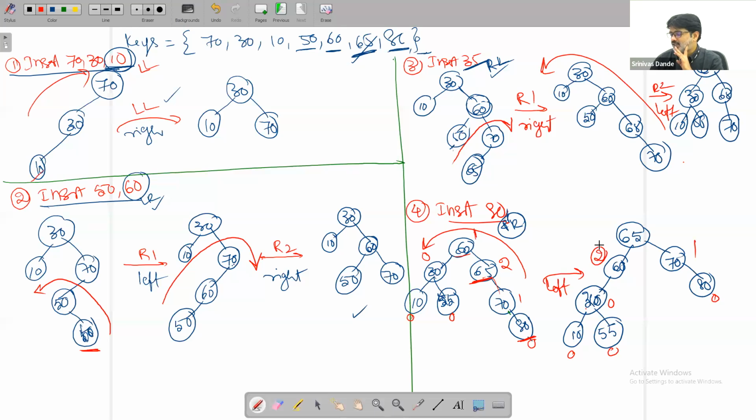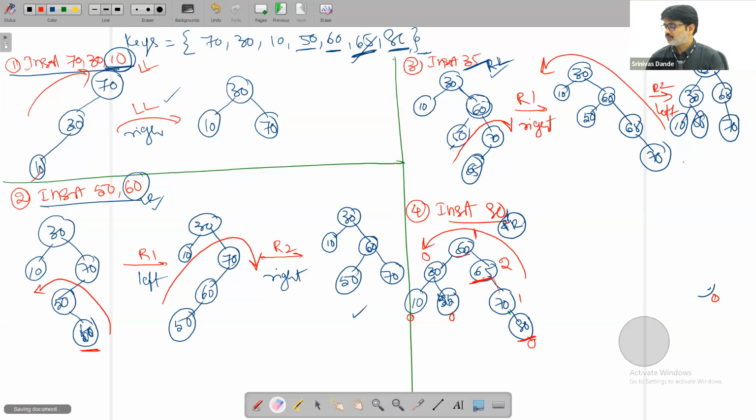Or I did a mistake, I think. Rotation only. Wait, guys. Sorry. I did a rotation mistake, actually. Tell me what mistake I have done. That's why it is becoming unbalanced. Can you guess the mistake I have done, guys?